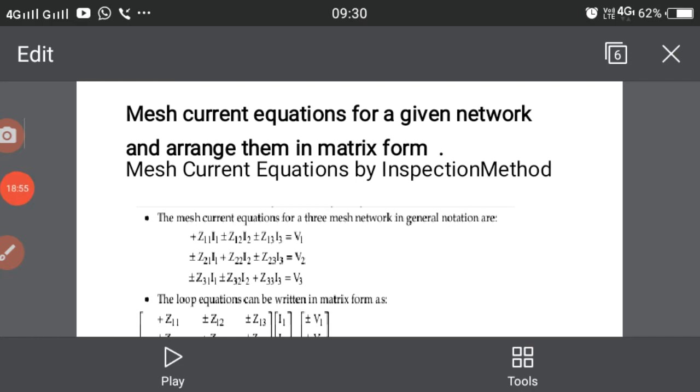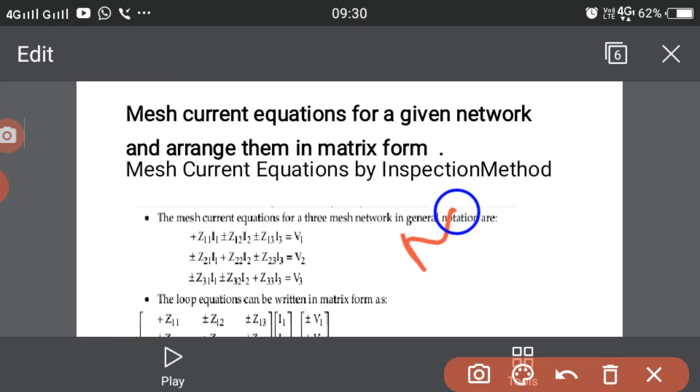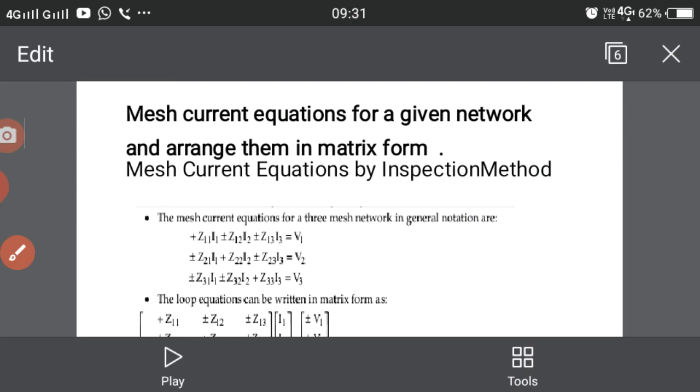So how many mesh current equations are required can be determined by the formula m is equal to b minus n plus 1. That is the formula. Next, suppose there are three loops within a network. How do we solve this network using mesh equations? Our next topic is mesh current equations for a given network, and arranging them in matrix form.